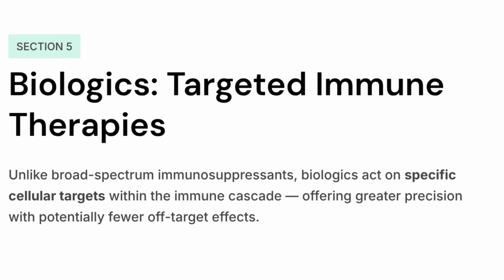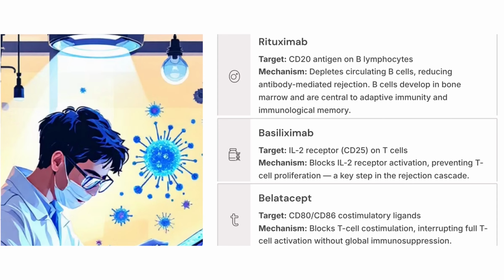Biologics, targeted immune therapies. Unlike broad-spectrum immunosuppressants, biologics act on specific cellular targets within the immune cascade, offering greater precision with potentially fewer off-target effects. Rituximab. Target: CD20 antigen on B lymphocytes. Mechanism: depletes circulating B cells, reducing antibody-mediated rejection. B cells develop in bone marrow and are central to adaptive immunity and immunological memory.